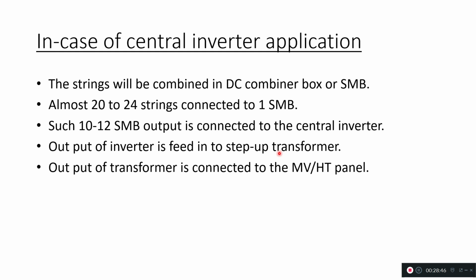Then the output of this central inverter, that is the AC output, is given to the transformer. This is basically a step up transformer which steps up the voltage to 6.6 kV or maybe 11 kV or 33 kV depending upon your application. Then the output of this transformer is fed into the MV or HT panel, where all the protections and the main breaker are available, and from there again an HT cable or MV cable is laid till the injection point. This was it.